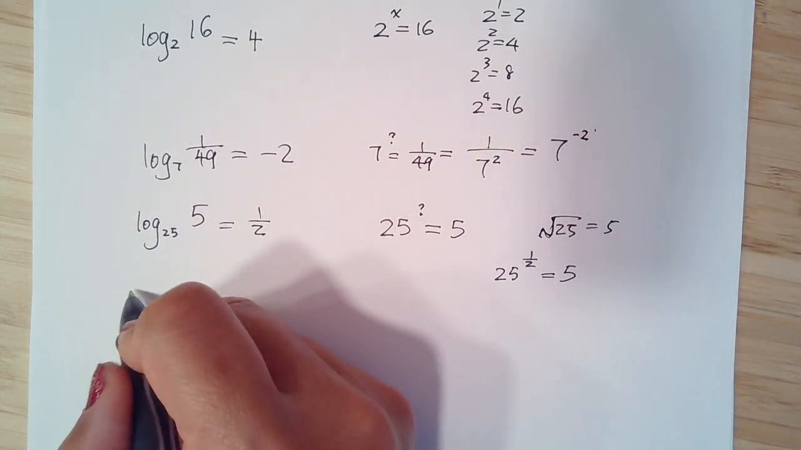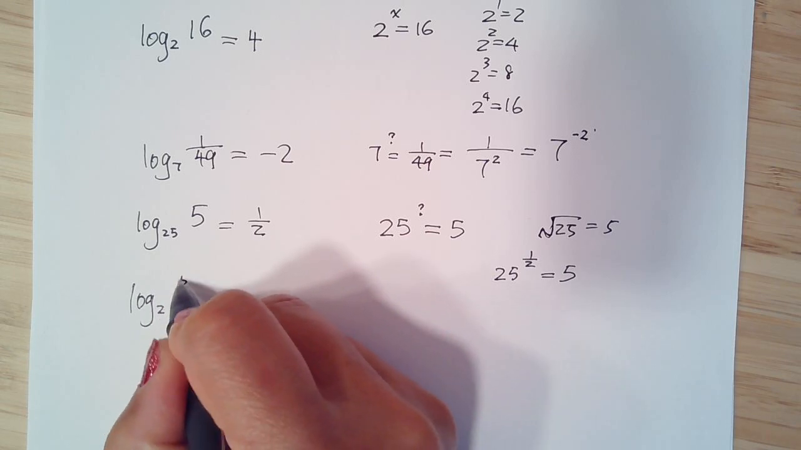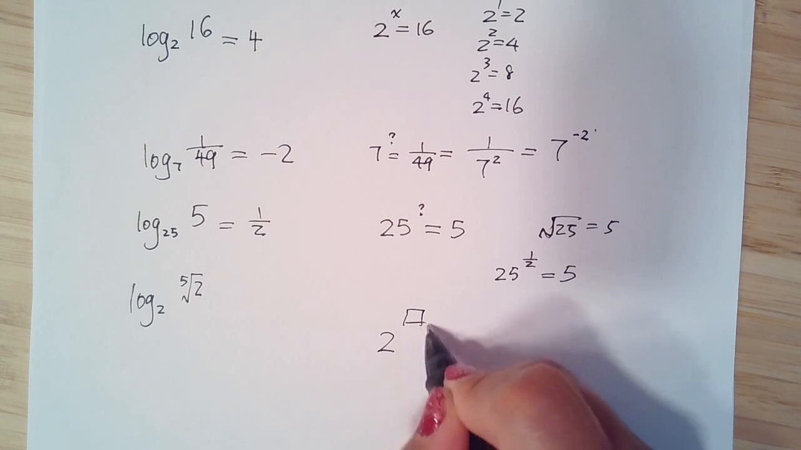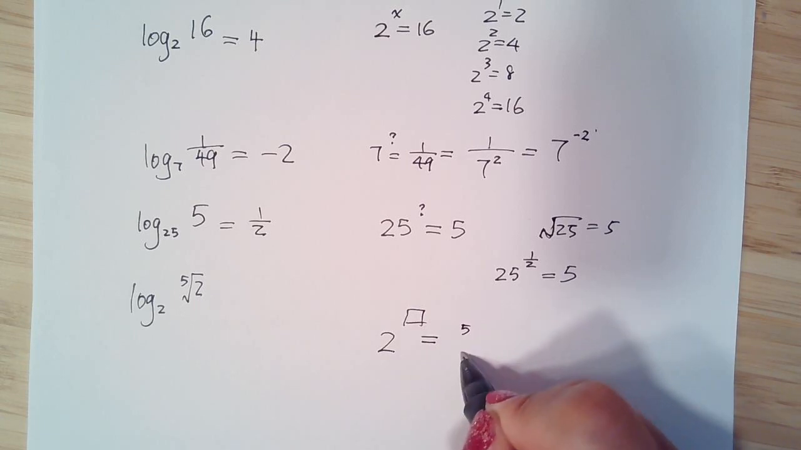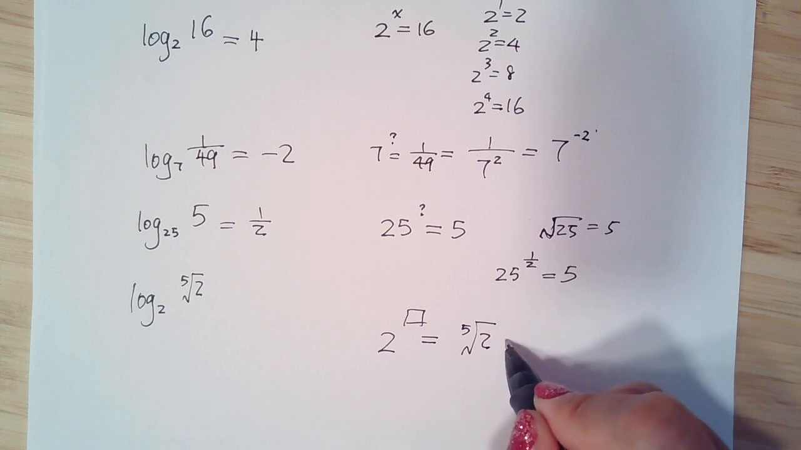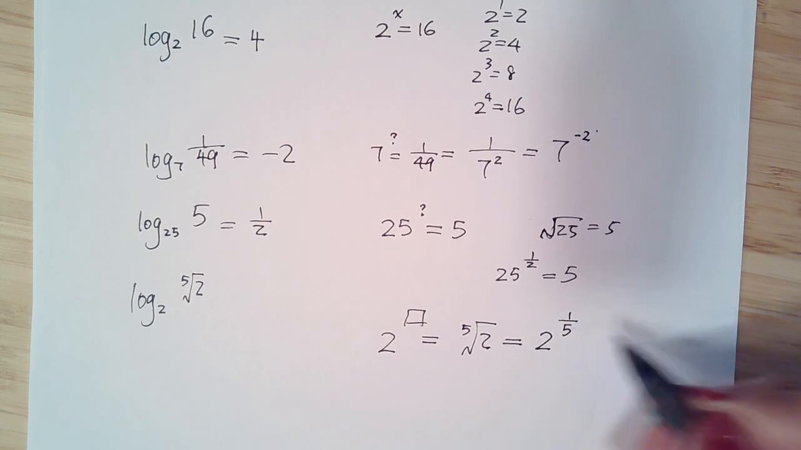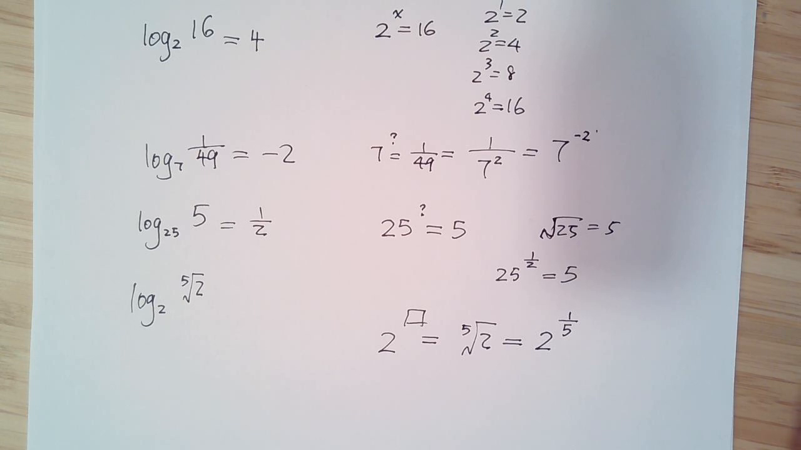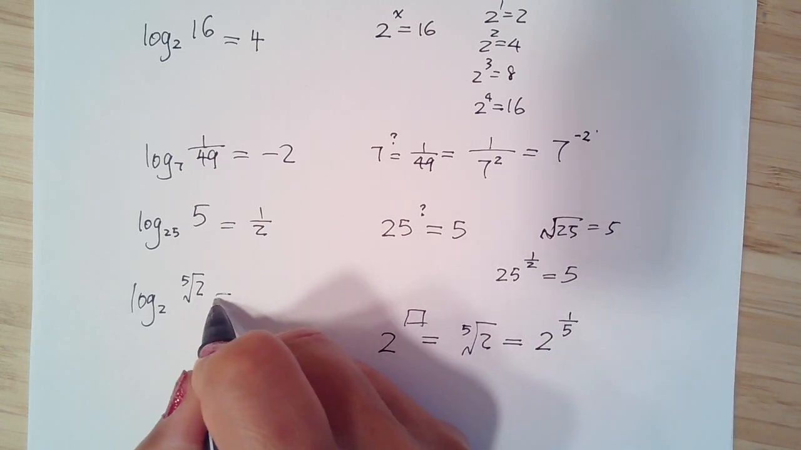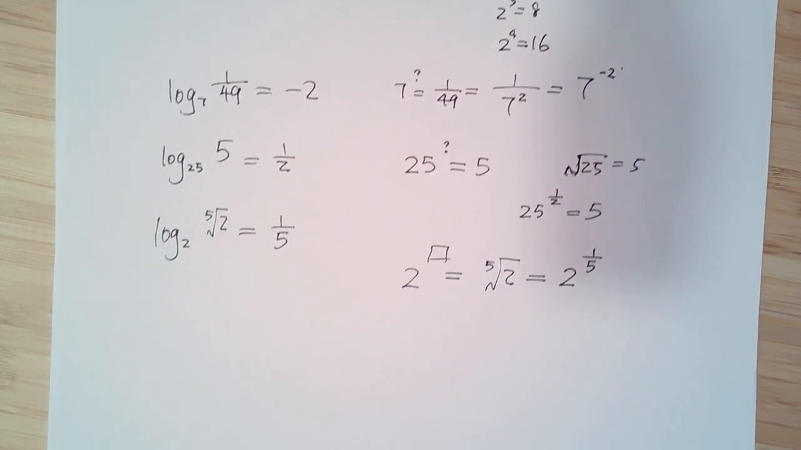Okay, the next one, log base 2 of the 5th root of 2. 2 to what power equals the 5th root of 2? If you rewrite this from the root form to the exponential form, it's 2 to the 1/5 power. So whatever you're looking for, the power is 1/5. So that is 1/5. It's not bad, huh? Okay, a couple more.